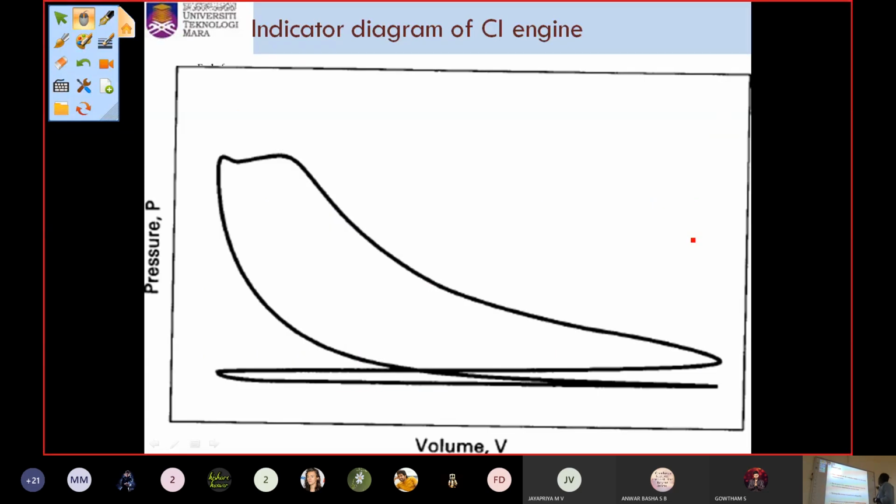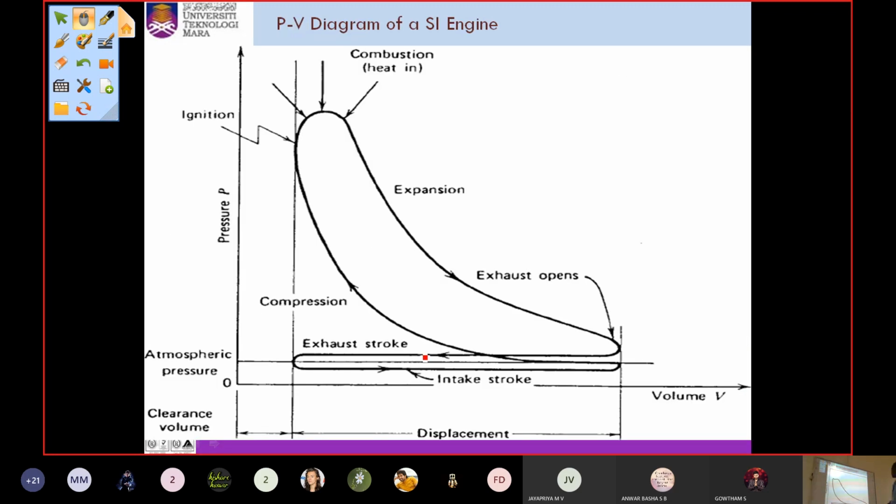So this is the indicator diagram of a CI engine for the diesel cycle. And in the case of the Otto cycle, this will start here, right? So the gas will be here, but in the case of the diesel cycle, the state will be here. Then this will clearly clarify the diesel cycle. So this PV diagram will give you the diesel cycle, right?